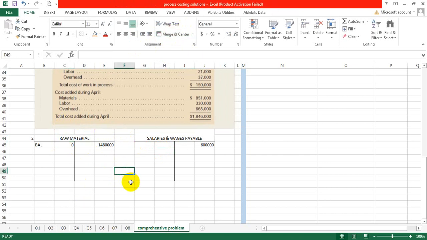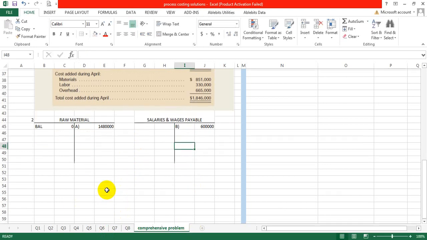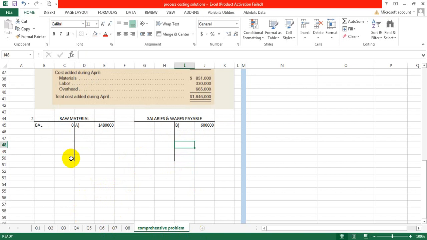Okay, now third one is, this is A, or you can write here just A. You will complete it in your register, you will tally it. I'm just preparing it for your convenience so you can show the amount, how it's moving from one point to another point. Okay, raw material, salaries and wages payable.